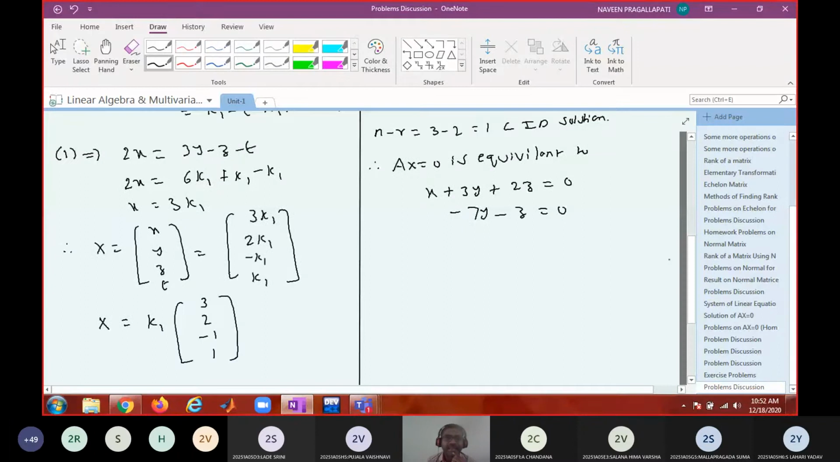Now tell me, which one is wise to take: expressing y in terms of z, or z in terms of y? If you express y in terms of z, you will get a fraction, minus 1 by 7. So either you write z equal to minus 7y, and there is nothing wrong in expressing y in terms of z also. What if I want to write y in terms of z? Y equal to minus 1 by 7 into z.